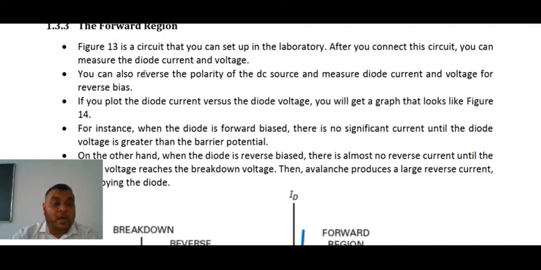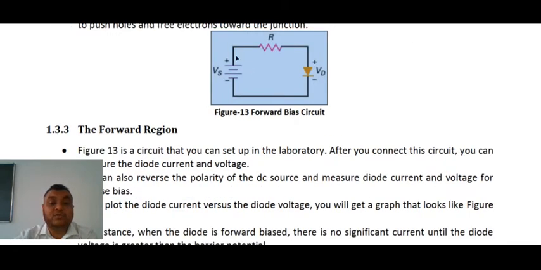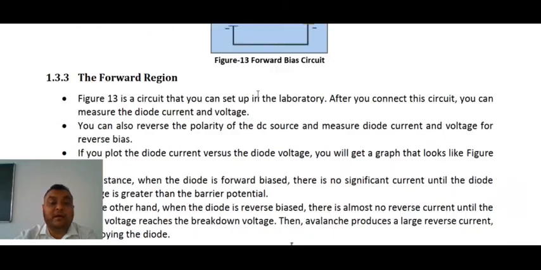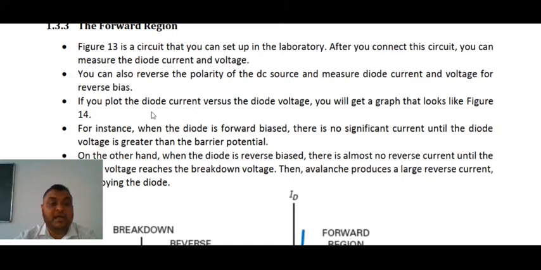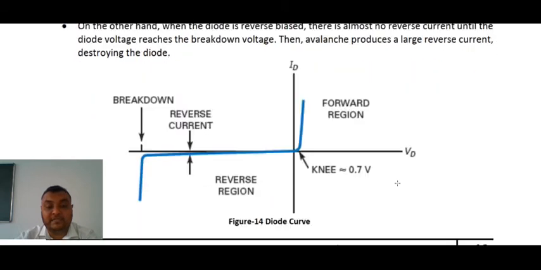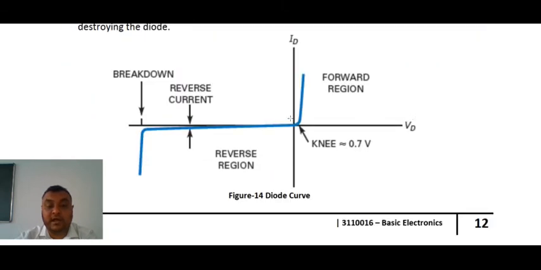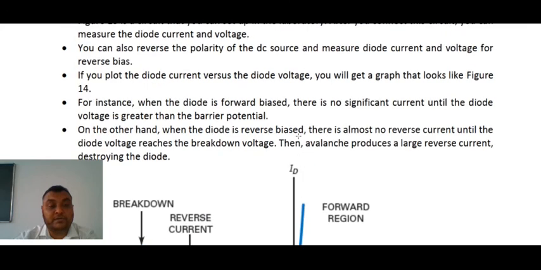Okay, so you can also reverse the polarity of the DC source and measure diode current and voltage for reverse bias. अगर आपका जो DC source है उससे हम रिवर्स करेंगे तो हम ये रिवर्स करंट एंड रिवर्स वोल्टेज भी मेजर कर सकेंगे. Okay, now if you plot the diode current versus the diode voltage you will get the graph that looks like in figure 14. This is figure 14, students, that I had shown to you.